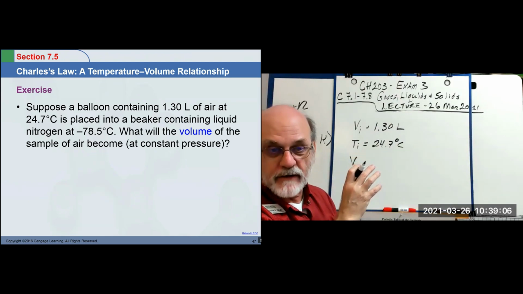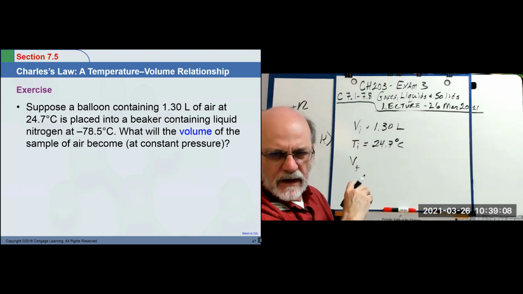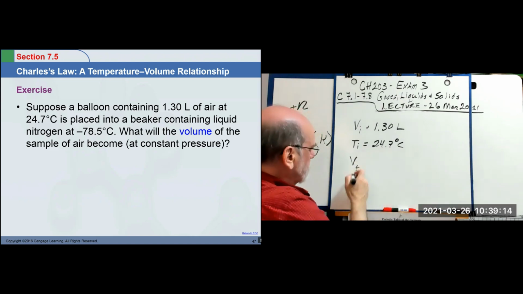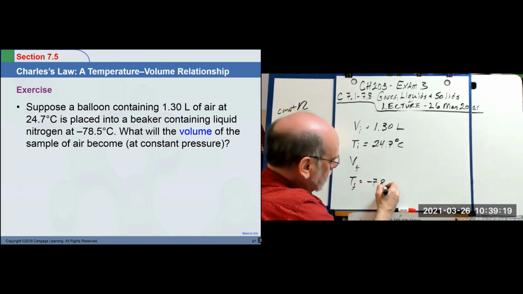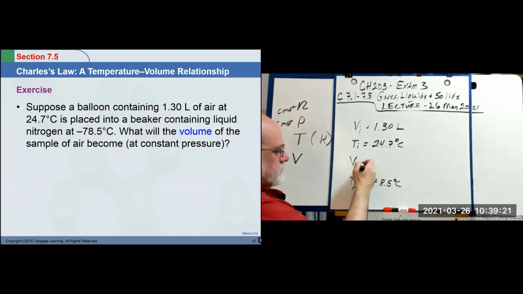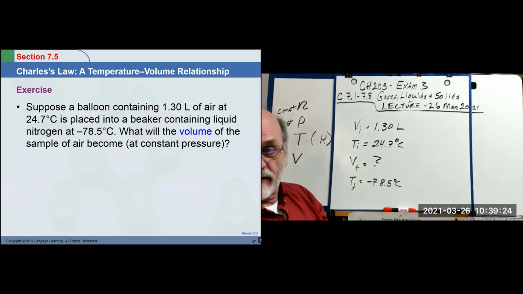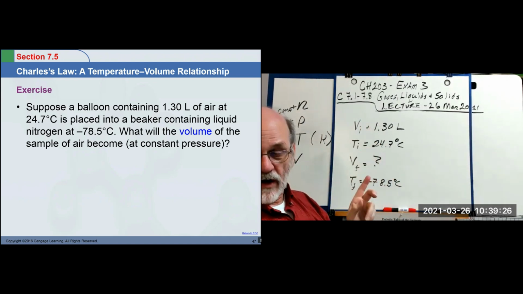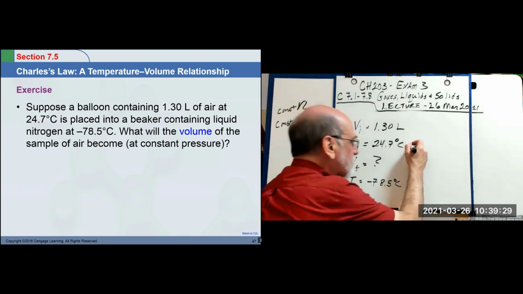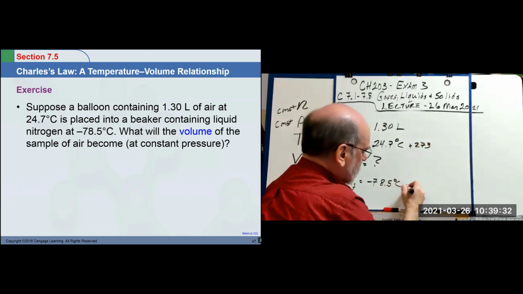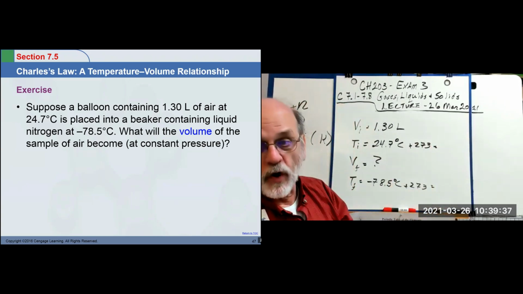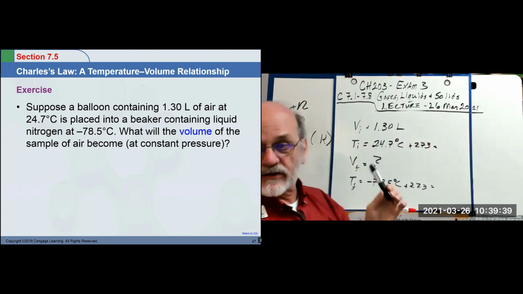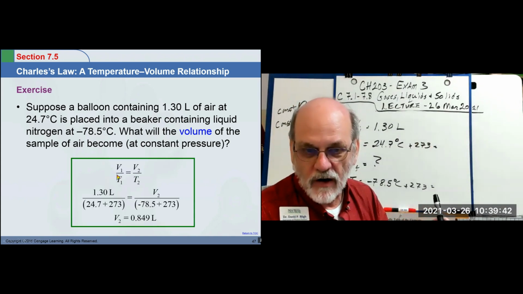What's the volume of the sample if we change the temperature? Yeah, we're going to drop the temperature to minus 78.5 degrees C. What's this one? Now we have everything on the board, and we know with Charles' law, you got to change it to Kelvin. So you just say plus 273, plus 273. That gives you a temperature that you can work with. Then you plug it into Charles' law.